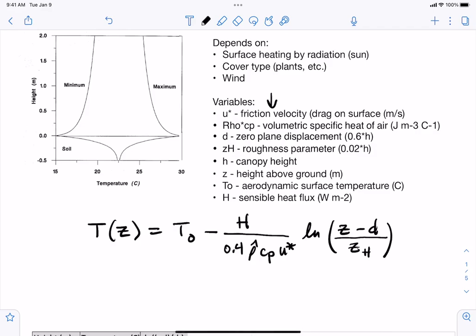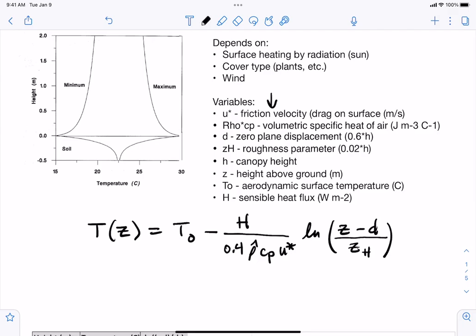Now you might notice up here in the list of variables that the zero plane displacement is right here. It's 0.6 times h. h is the canopy height in meters, so that's 0.6 times h. The roughness parameter can be estimated too as 0.02 times the canopy height, or times h. So now we have an equation that will help us model temperature with height.